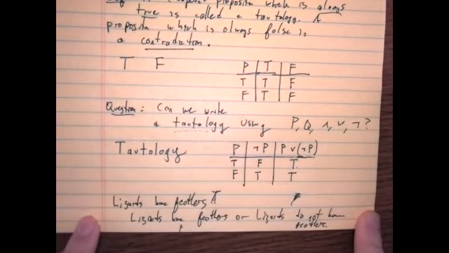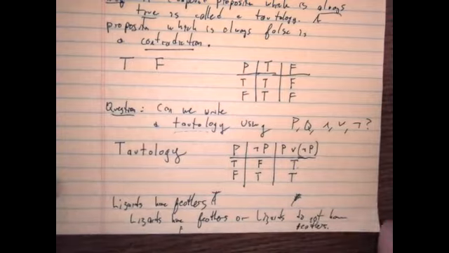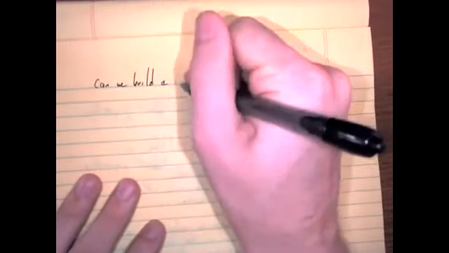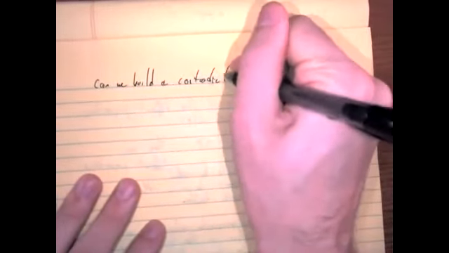Do we agree? Great. So that's one way to build a tautology out of any proposition. Can we build a contradiction? How do we build a contradiction out of a proposition?